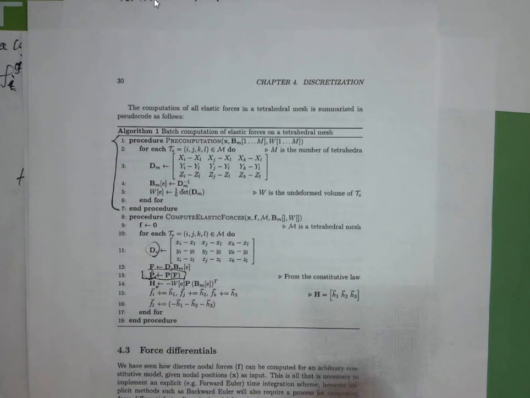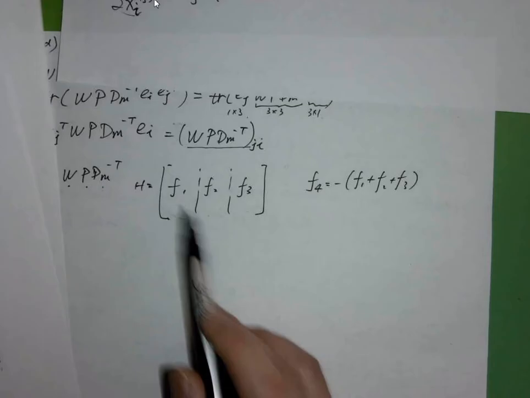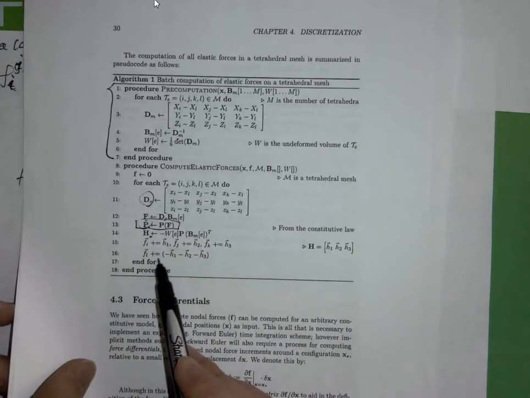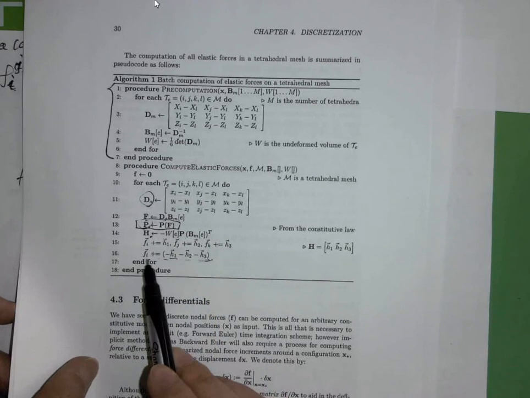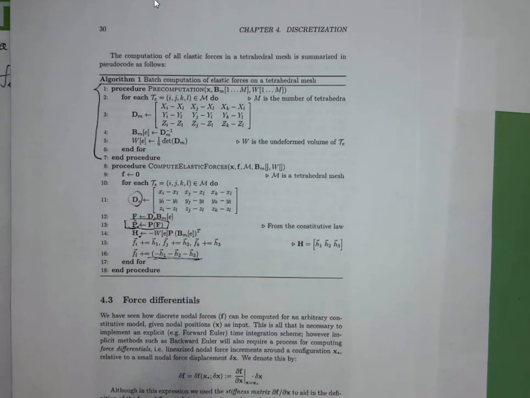All right. After you construct the H matrix, it's basically saying H equals F1, F2, and F3, and F4 is the negative of summing them together and added to the last vertex, and that's done. You can loop over all the elements, calculate the force on all the vertices, and then it's done. That's the explicit time integration.